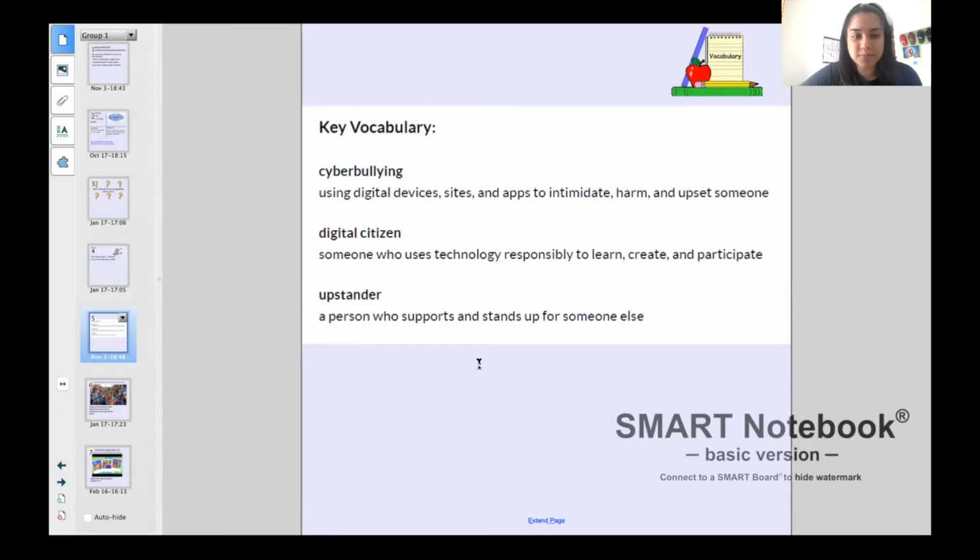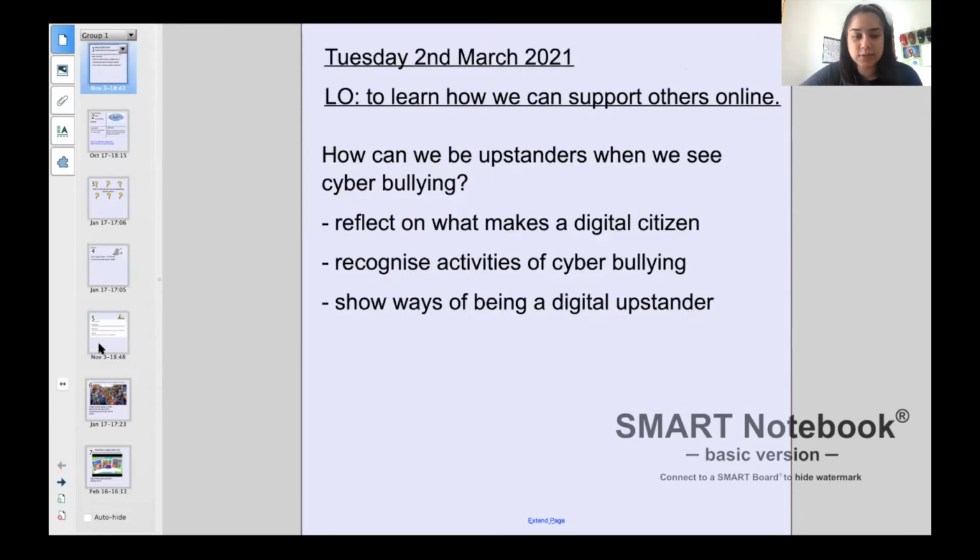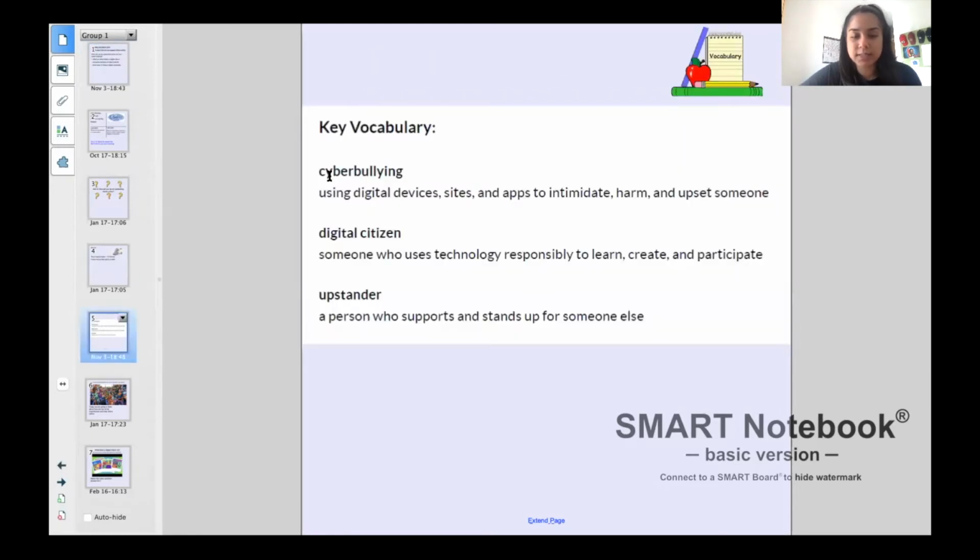So our key vocabulary, do you remember there was quite a lot of vocabulary in our success criteria and learning objective? Well, let's go through 3 particular pieces of vocab. So we've got cyberbullying, which is using digital services, sites, and apps to intimidate, harm, and upset someone. Digital citizen, this is someone who uses technology responsibly to learn, create, and participate. So they're pretty much opposites, these 2 different types of people. And finally, we have an upstander, who is a person who supports and stands up for someone else. So if somebody is getting cyberbullied, okay, the upstander will stand up and support somebody who is getting cyberbullied, okay? And they can also be regarded as a digital citizen because they are using technology responsibly.